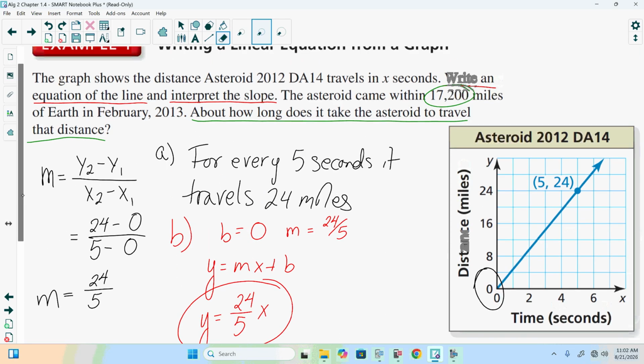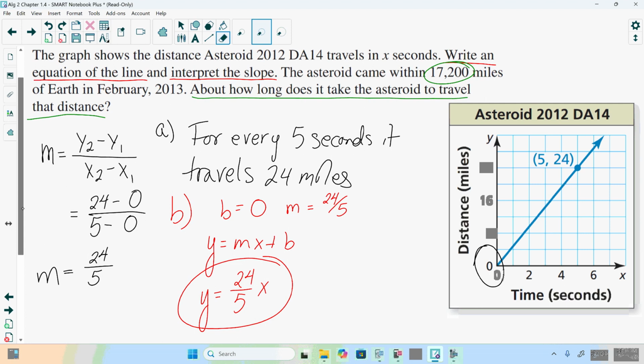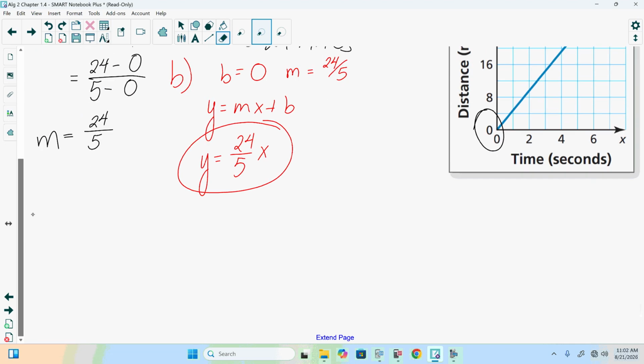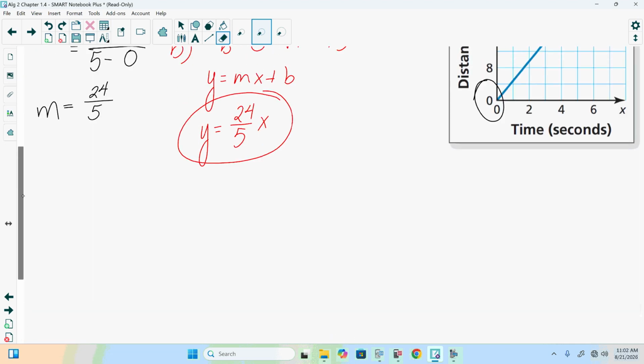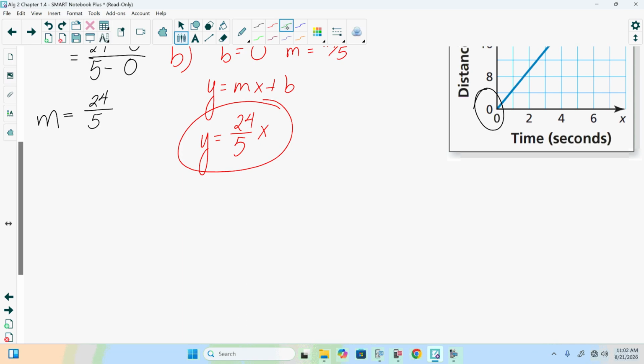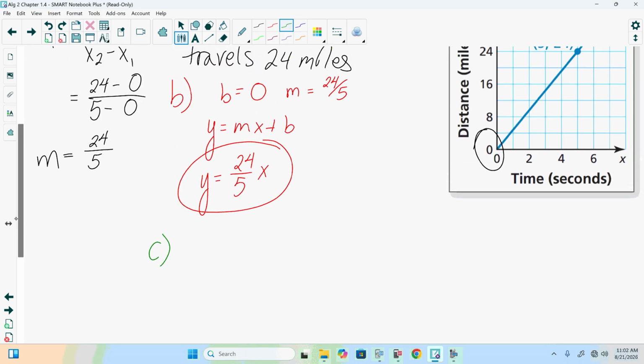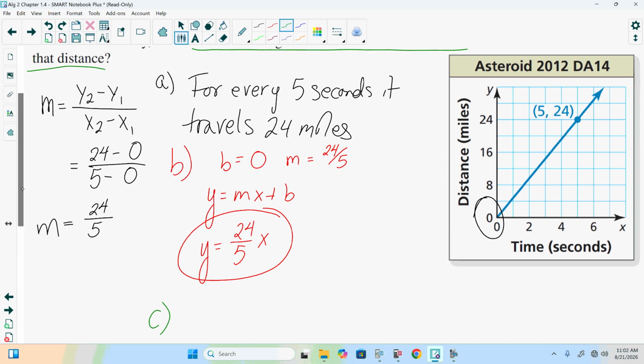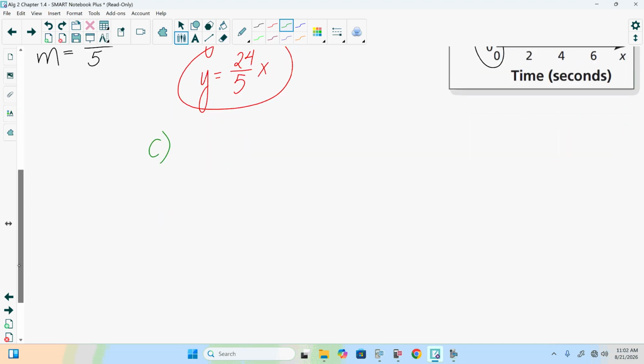For how long does it take the asteroid to travel that distance? How long does it take it to travel 17,200 miles? So the last thing we need to do is solve. Now we're going to take the equation we just got, y equals 24 fifths x, and we need to plug 17,200 into one of the two variables. Which of the two is distance, x or y? We can look at the chart. Which one's x, which one's y? y is the distance, yes? So I'm going to replace y with 17,200.